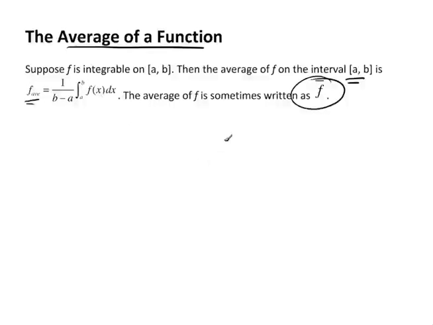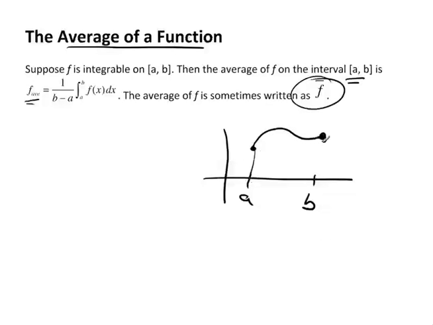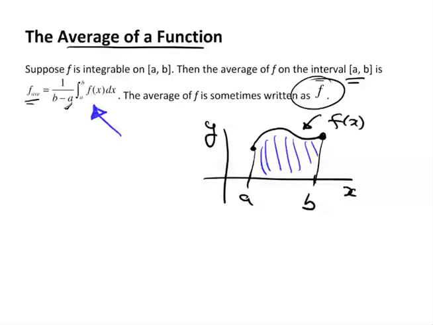Now, think about this for a second. If I have this function that I can integrate from a to b, the integral of f of x will give me the total area under the curve. So if I take that total area and I divide it by the length of the interval, that would be the average area. And that's exactly what this is saying.